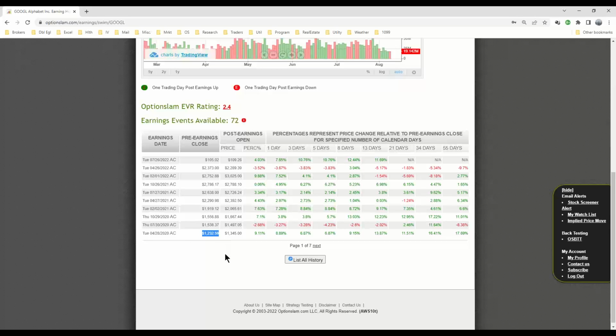So, folks, I hope this was helpful in some interpretation and reading, helping you to read into some of the data and statistics that we provide here at OptionSlam.com.